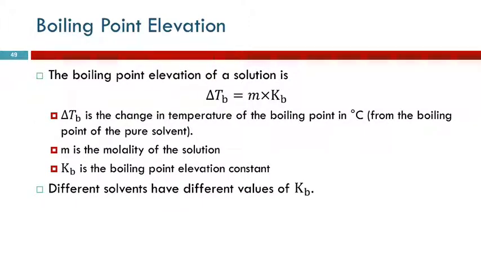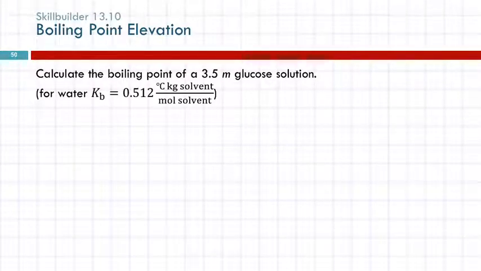The calculations for boiling point elevation is essentially the same, just change the subscripts. The change in boiling point temperature is the molality times a constant. Again, the constant depends on the solvent. You look it up or you're given it. And I made the same mistake on this slide, probably because I copied and pasted. It's not moles of solvent. It's moles of solute.